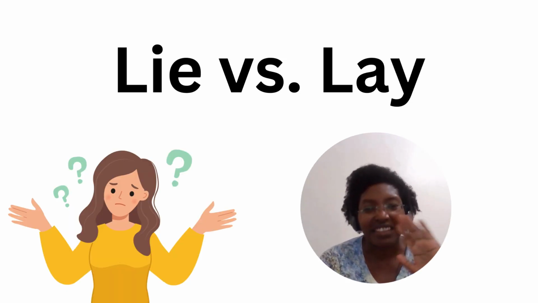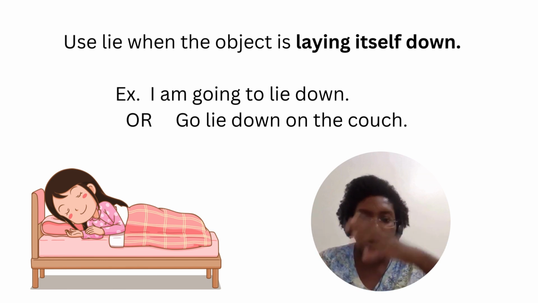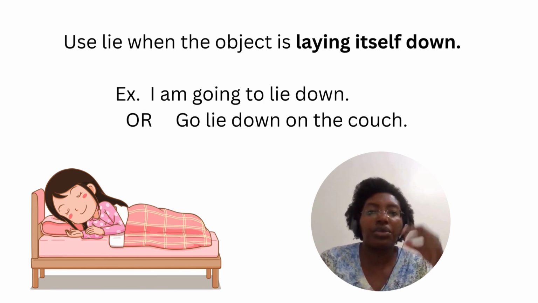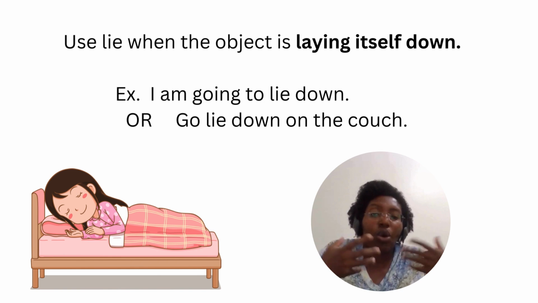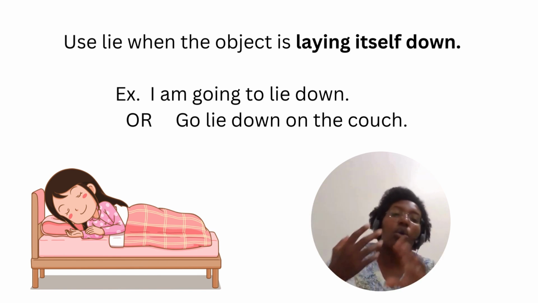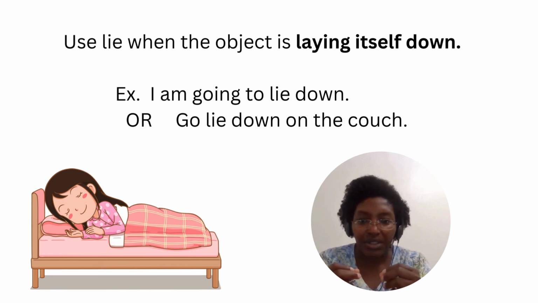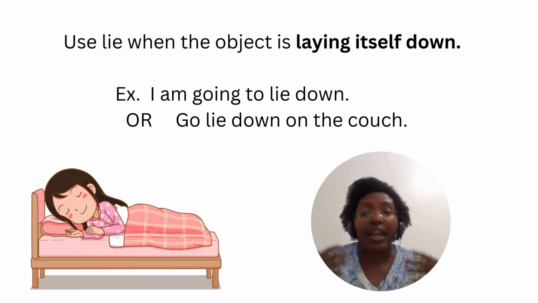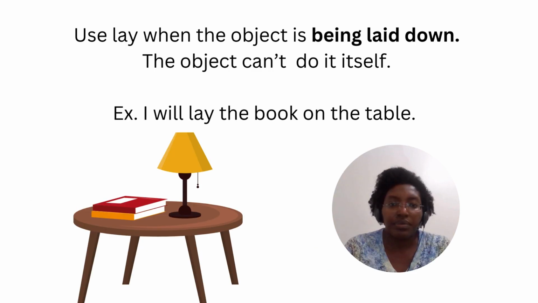Lie versus lay. So we use lie when the object can do it itself. For example, I'm going to lie down, or go lie down on the couch. That means we are taking our own body and going to bed or going on the couch. Nobody is doing it for us. So when the object, in this case we're talking about ourselves, can go ahead and do that, then we have to use lie.